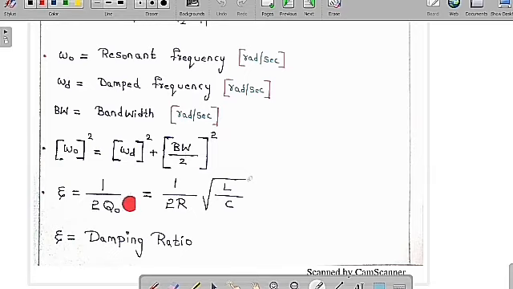And I have already told you the relation between the damping ratio and the quality factor for both series RLC circuit and parallel RLC circuit, where zeta is equal to 1 by 2Q. So if you substitute the quality factor of the parallel RLC circuit here and do the simplification, we are going to get 1 by 2R into under root over L by C, where zeta is called the damping ratio.